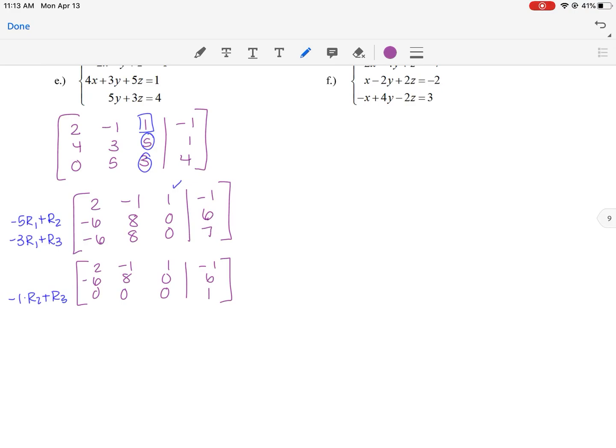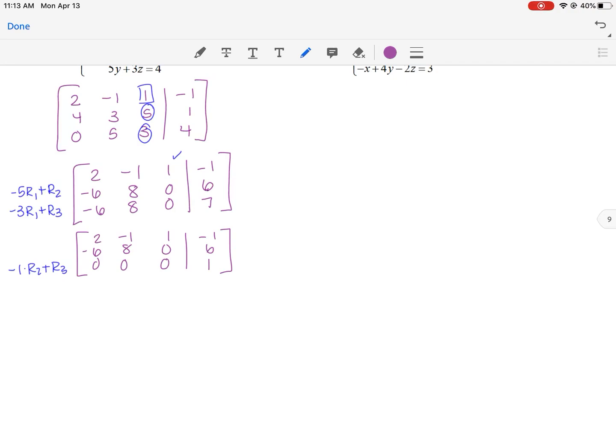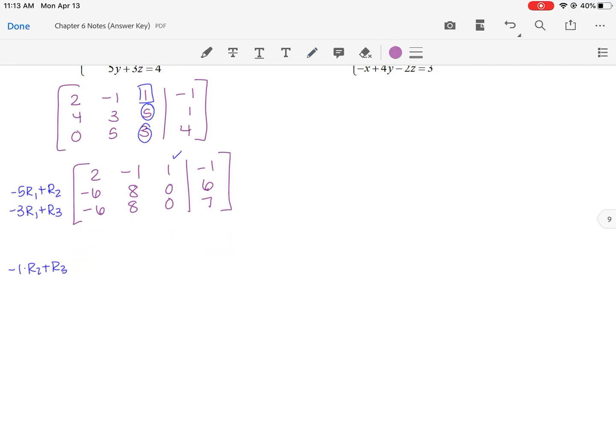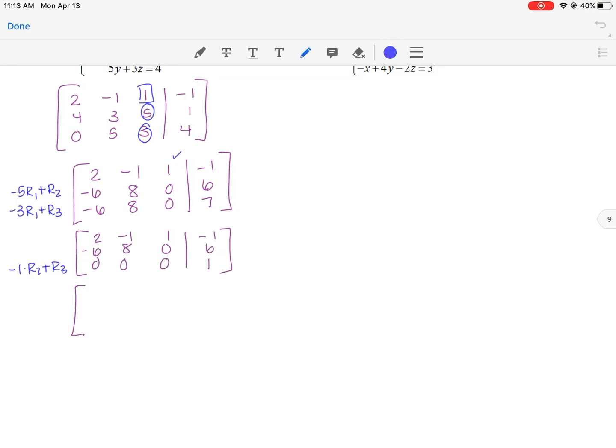We're not quite in the reduced row echelon form like we want it to be, but technically this last row tells you something right now. 0 cannot equal 1. So that means that there's no solution right there. It's inconsistent. But if we wanted to continue to get it into the form that we want, we want to make this first one a 1 first.